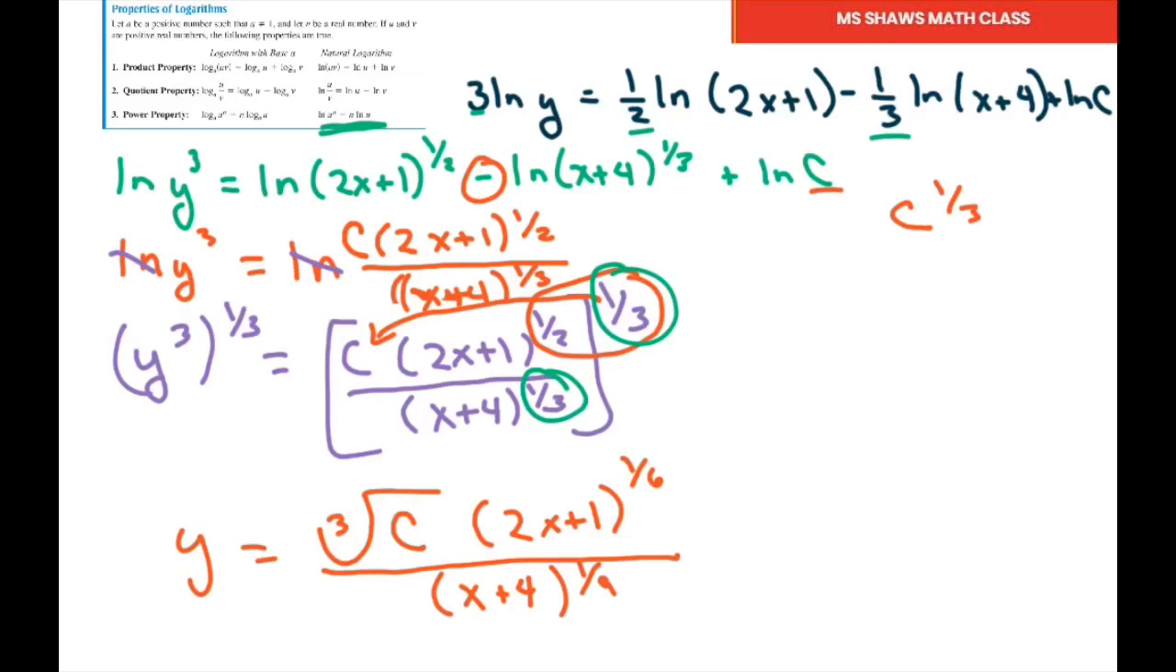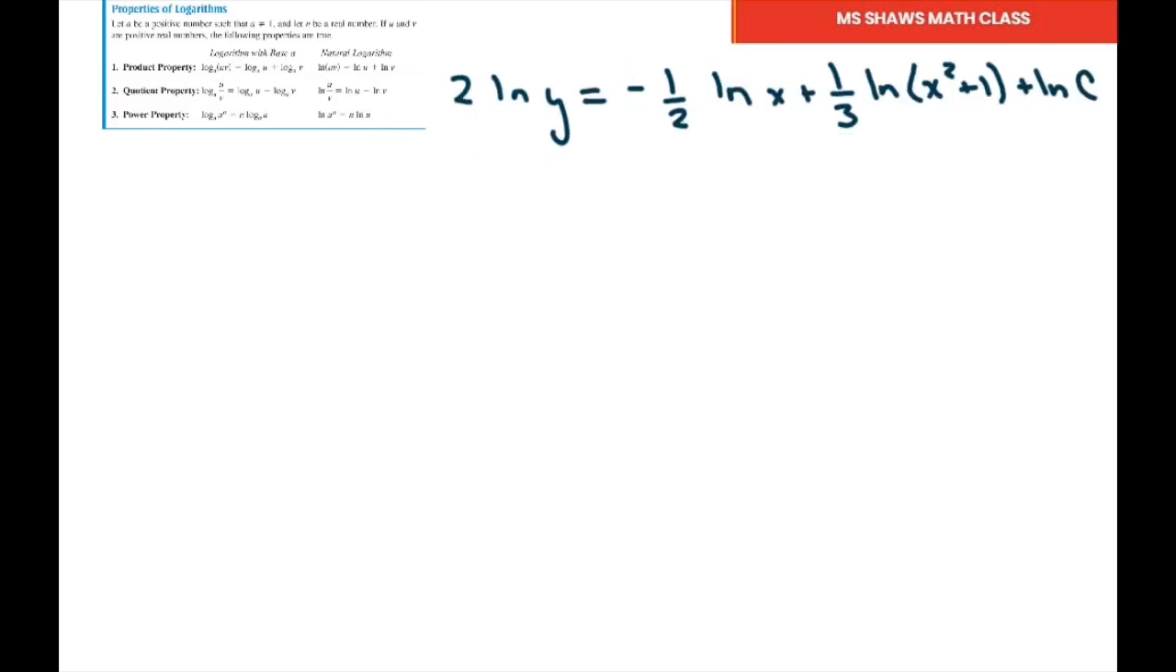Or you could rewrite this 2x plus 1 to the 1/6. You could write that as the 6th root if you wanted to. So either way, that's how you do that. All right. And we're going to do the same thing with this. First thing, use your power property.